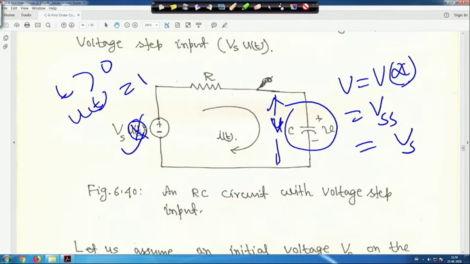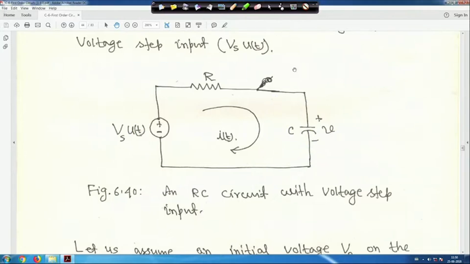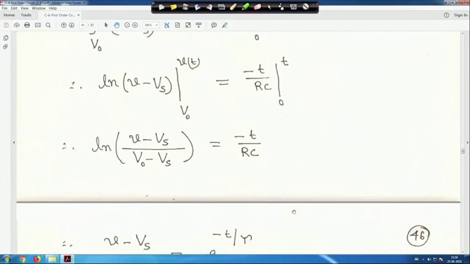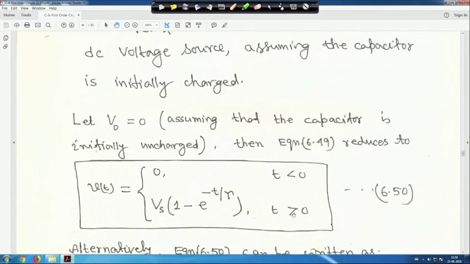So, this you can find out from your intuition, because for DC, when the switch is closed for a long time, the capacitor acts as an open circuit. So, V will be equal to Vs, and at that time the circuit representation is like this. So, u(t) is equal to 1, right. So, anyway, we will come back to this.